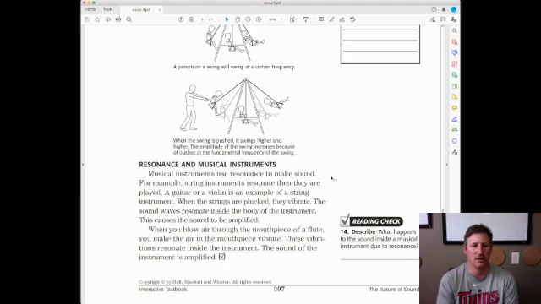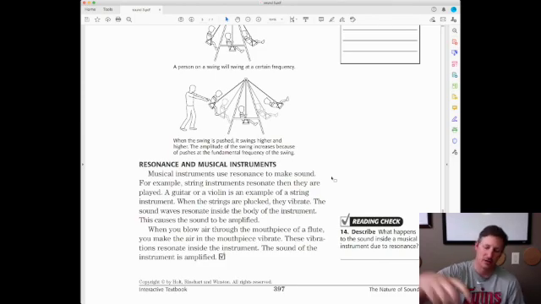Let's take a look at the reading check here. What happens to sound inside a musical instrument due to its resonance? So what happens to it? It gets louder. Like when I used to go golfing, I used to have this little Bluetooth speaker, and I put it in my golf cart. I put it in a little cup holder, and it gets louder and louder because it resonates with the sound. It vibrates. It amplifies the sound.